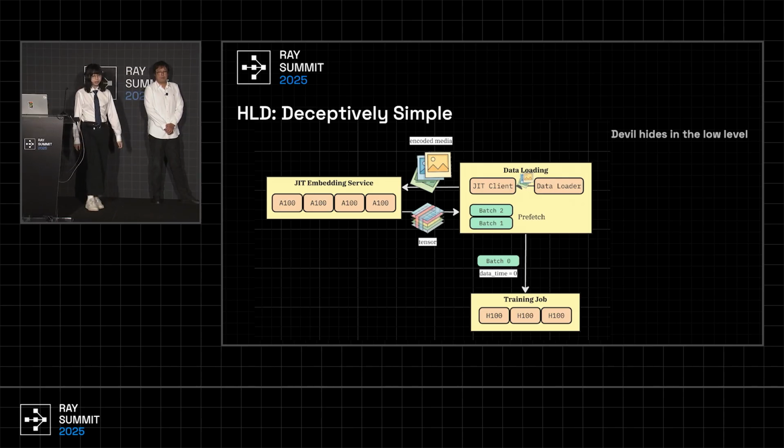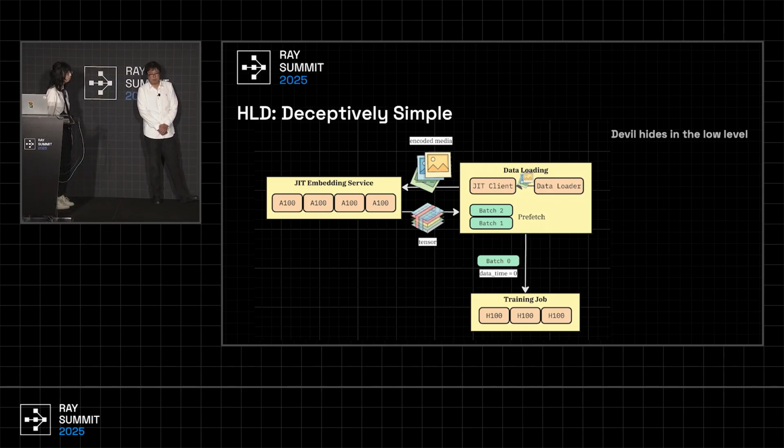Some interesting design choices that we deliberately made for this project: for example, the data loading client, the JIT client, sends the media directly to the service. And then the service, given that it's running VEs or other types of models, directly returns the embedded tensor back to the data loader component.